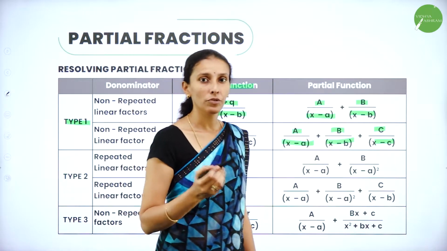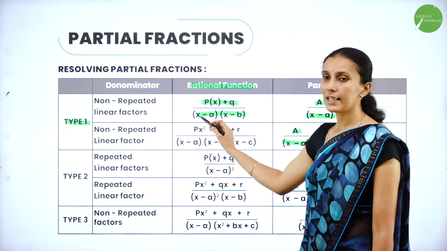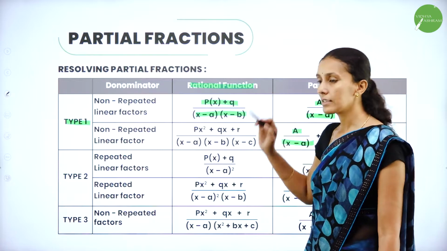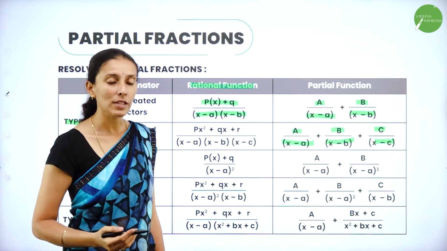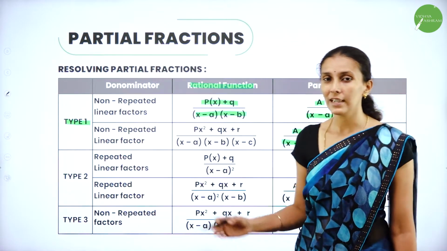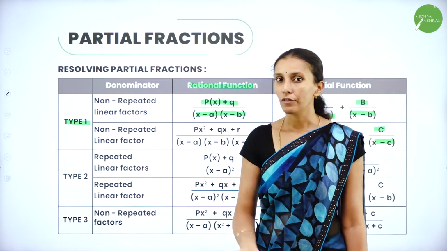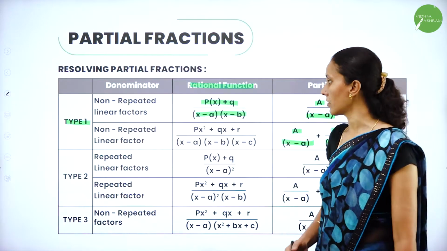So you have to find the values of the constants by equating these linear factors to 0. When you equate these linear factors to 0, you will get the value of x, and whenever you substitute the value of x, you will find the values of the constants A, B, C. Then we will substitute them and write the solution of resolving into partial fractions.